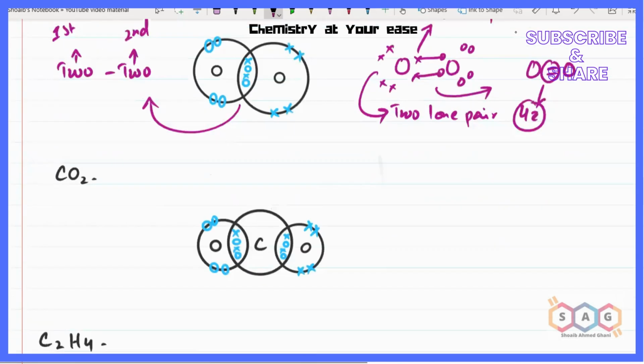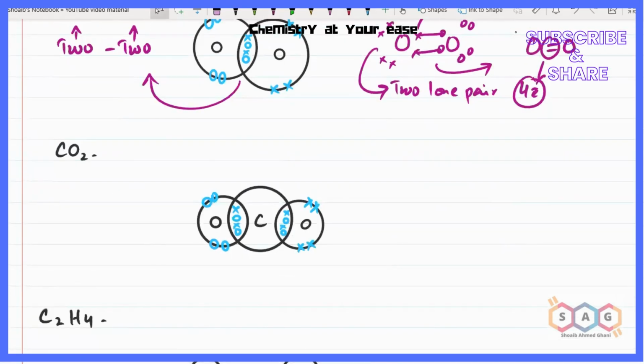Now the next example. In the next example, we have a carbon atom. The carbon atom has 1, 2, 3, 4 unpaired electrons in its valence shell. The oxygen atom has 1, 2, 3, 4, 5, 6, and another oxygen atom also has 1, 2, 3, 4, 5, 6. So it's going to be a double covalent bond with one oxygen atom and a double covalent bond with the other oxygen atom.